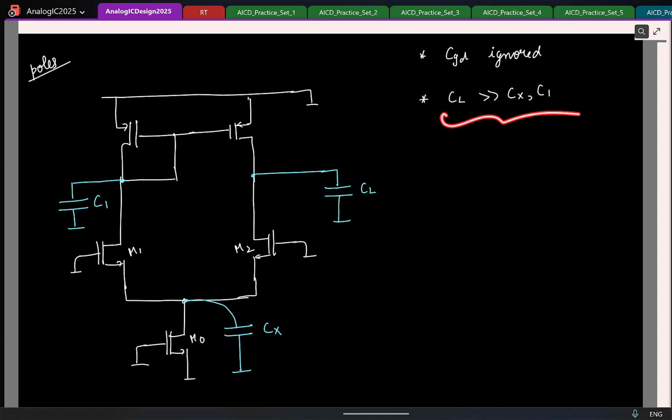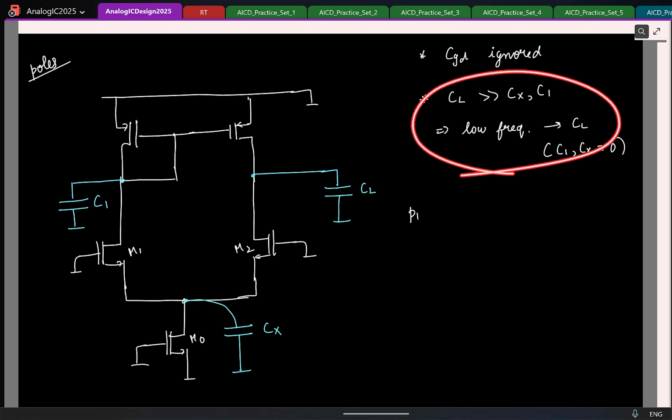So if I make these assumptions, how can I approximate the pole location now? I can assume that the low frequency pole will be contributed by which capacitor? CL. So I'll assume that the low frequency pole is due to CL. And for that, what will I assume for the other capacitors C1 and Cx? I'll assume that they are open. Again, this is an assumption that we are making. So let's write it first and then see if it's fine or not. For finding the low frequency pole, I know that it can be associated with one capacitor, CL.